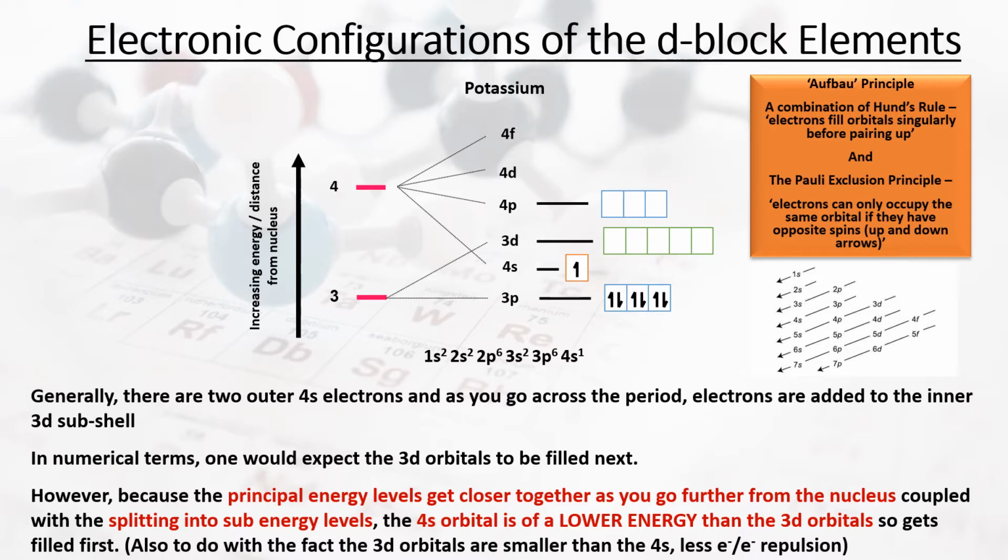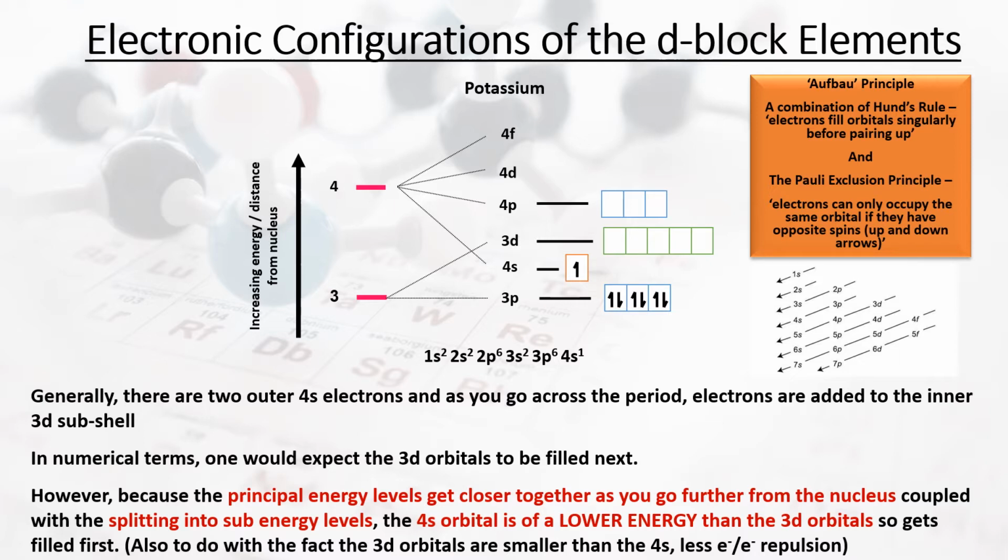Now, the reason for this is twofold, really. The principal energy levels, that's the number, the 1, the 2, the 3, or the 4, actually get slightly closer together as you go further and further from the nucleus. So the gap between the first and second is slightly bigger than the gap between the second and third, which is slightly bigger than the gap between the third and the fourth. And so we have our energies getting slightly closer together.